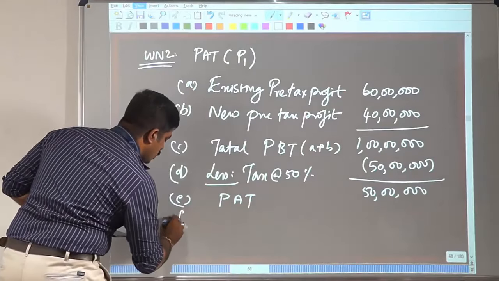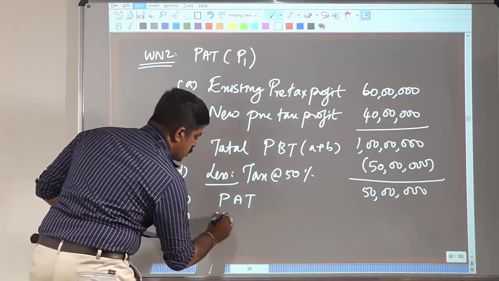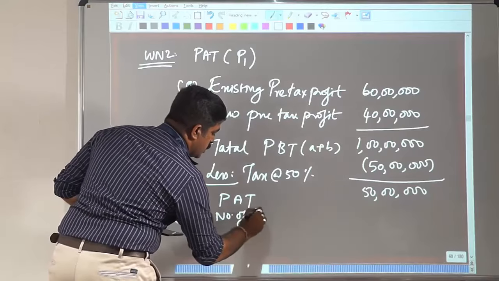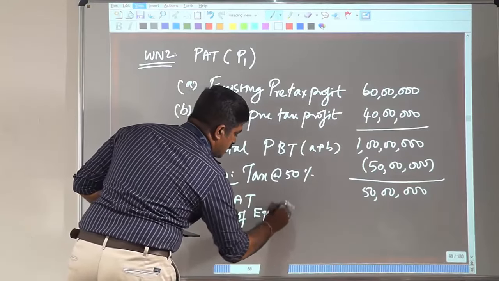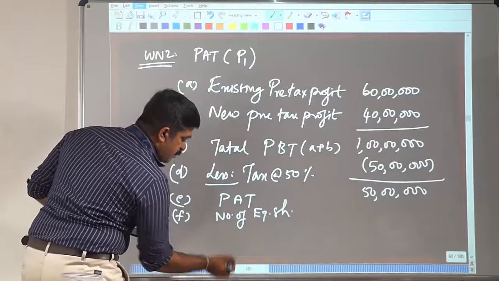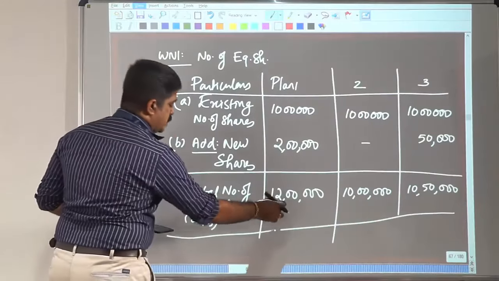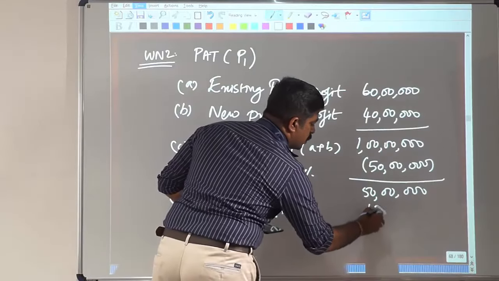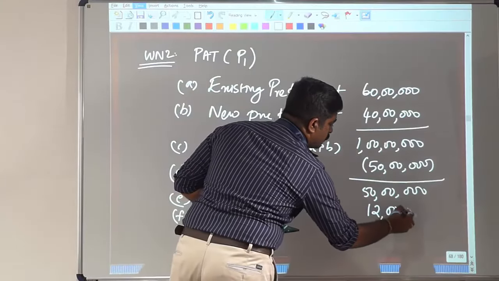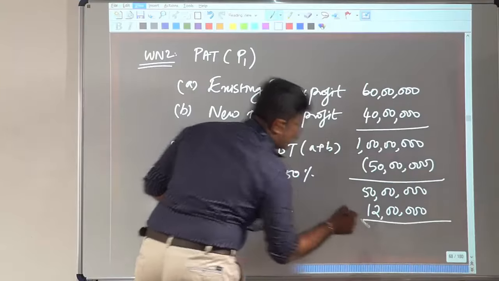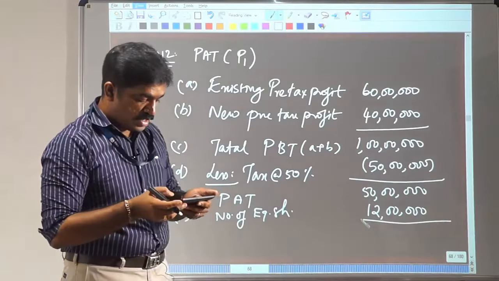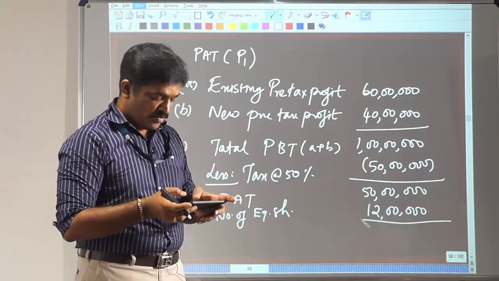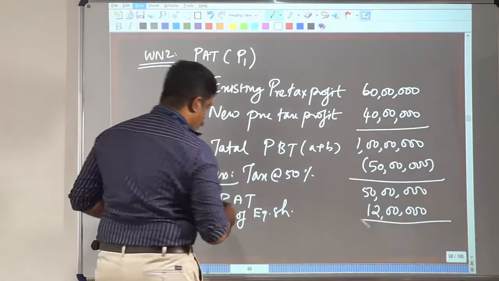Okay. So what I'll do, I'll divide by the number of equity shares. And just now we have calculated, how many equity shares will I pick up? 12 lakhs. Okay. So let's go back. The number of equity shares are 12 lakhs. So 50 lakhs divided by 12 lakhs, and what is the EPS? If I calculate, it works out to 4.17.